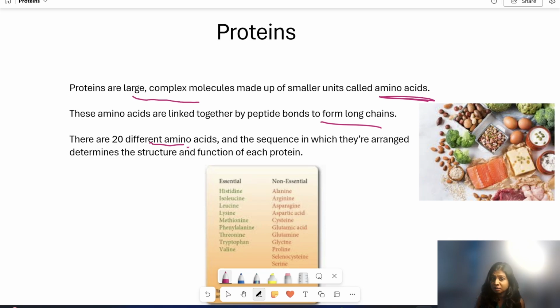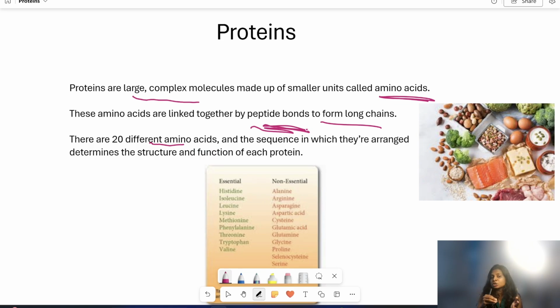Proteins are large complex molecules made up of small units called amino acids. These amino acids are linked together by peptide bonds to form long chains. There are actually 20 different amino acids, so we consider amino acids the building blocks of proteins. The sequence in which they are arranged determines the structure and the function of each and every protein.